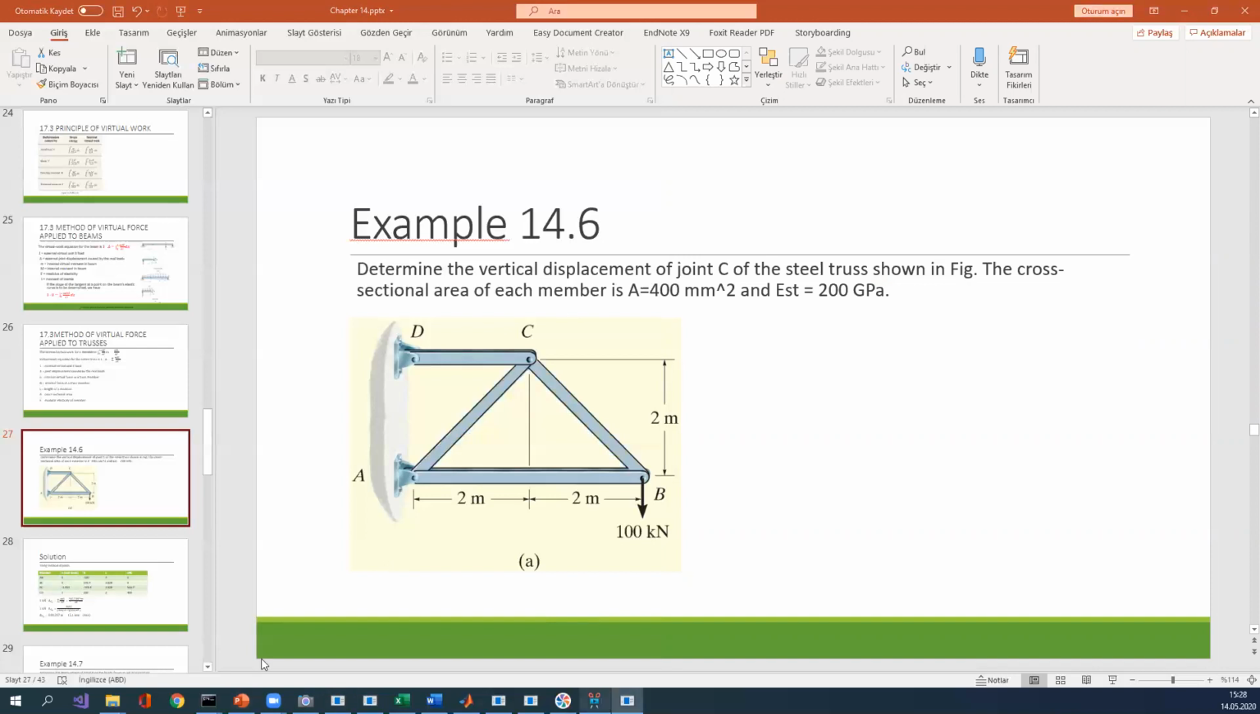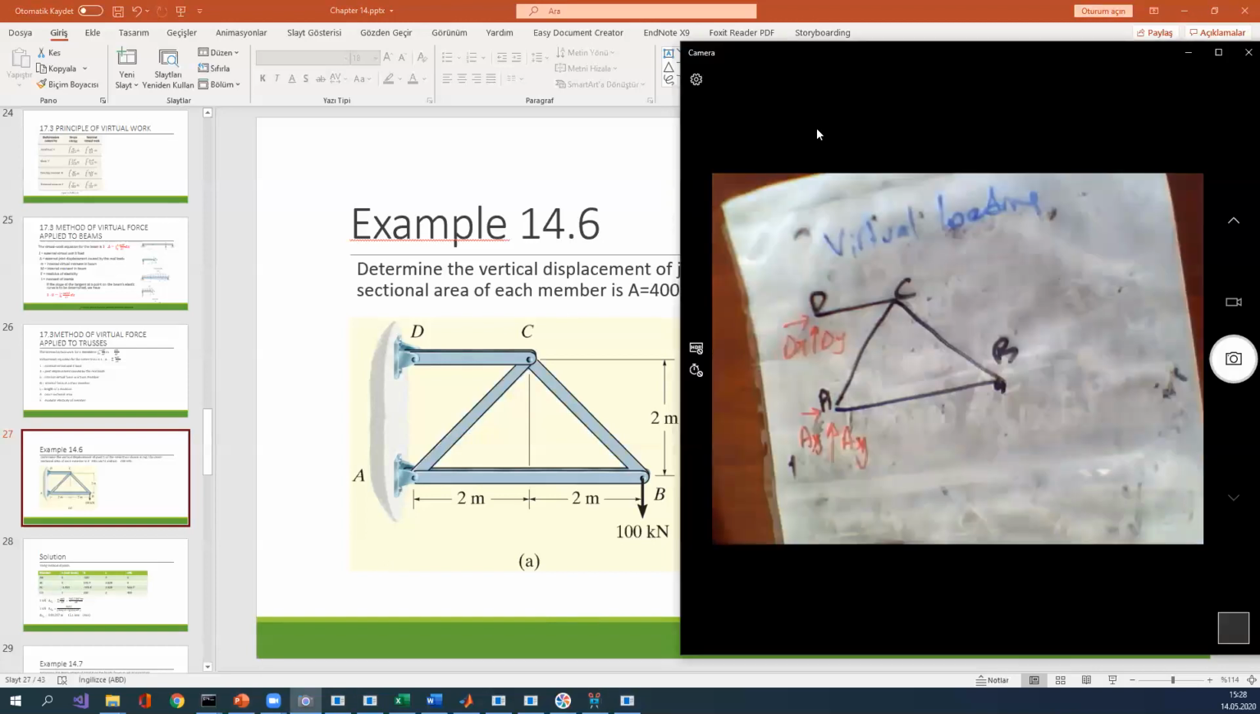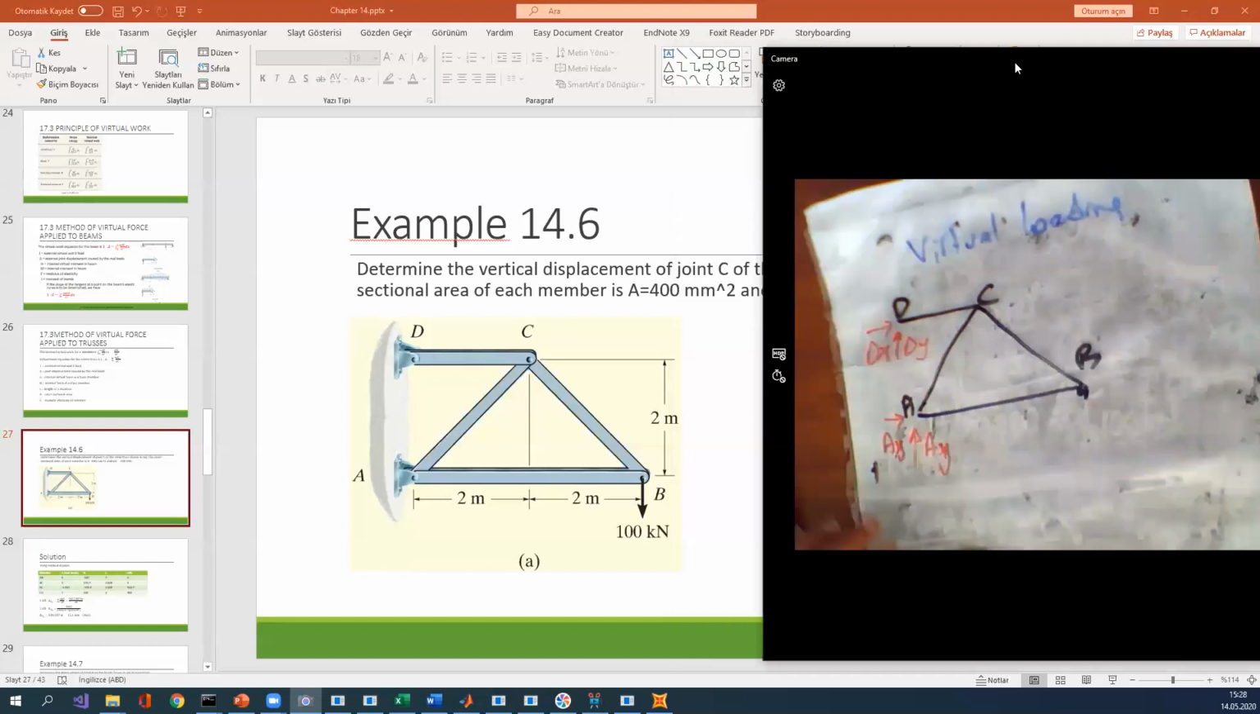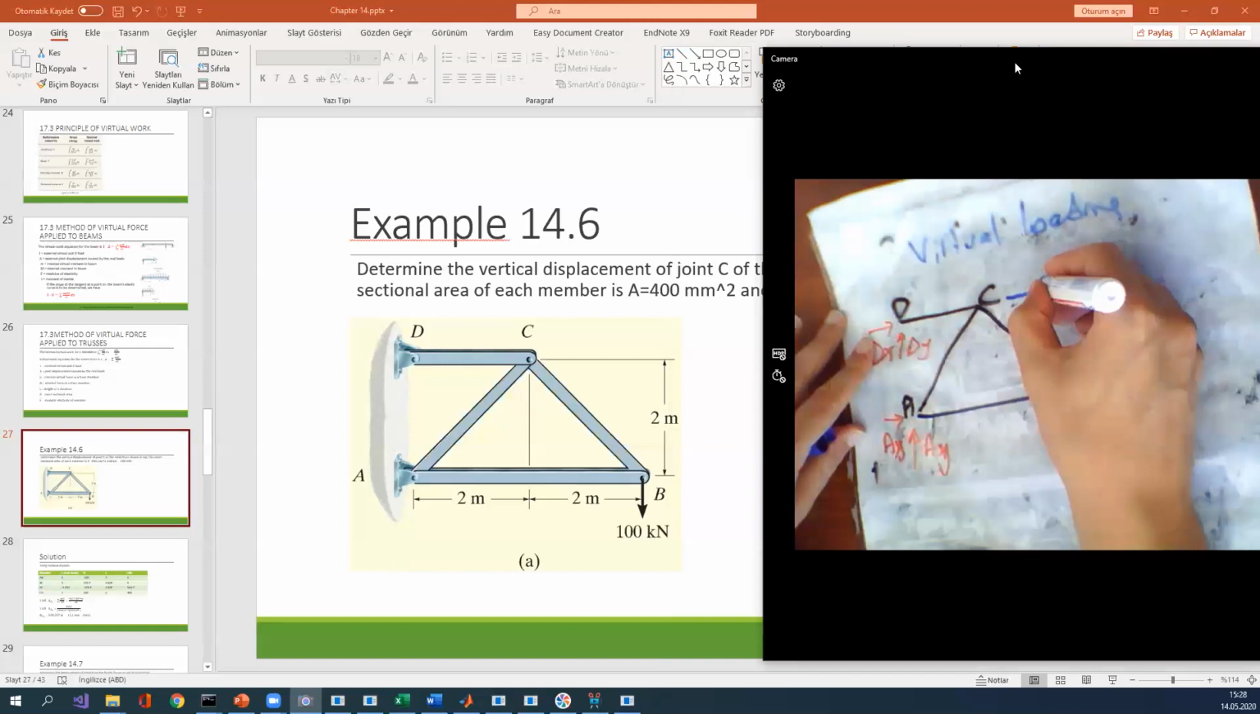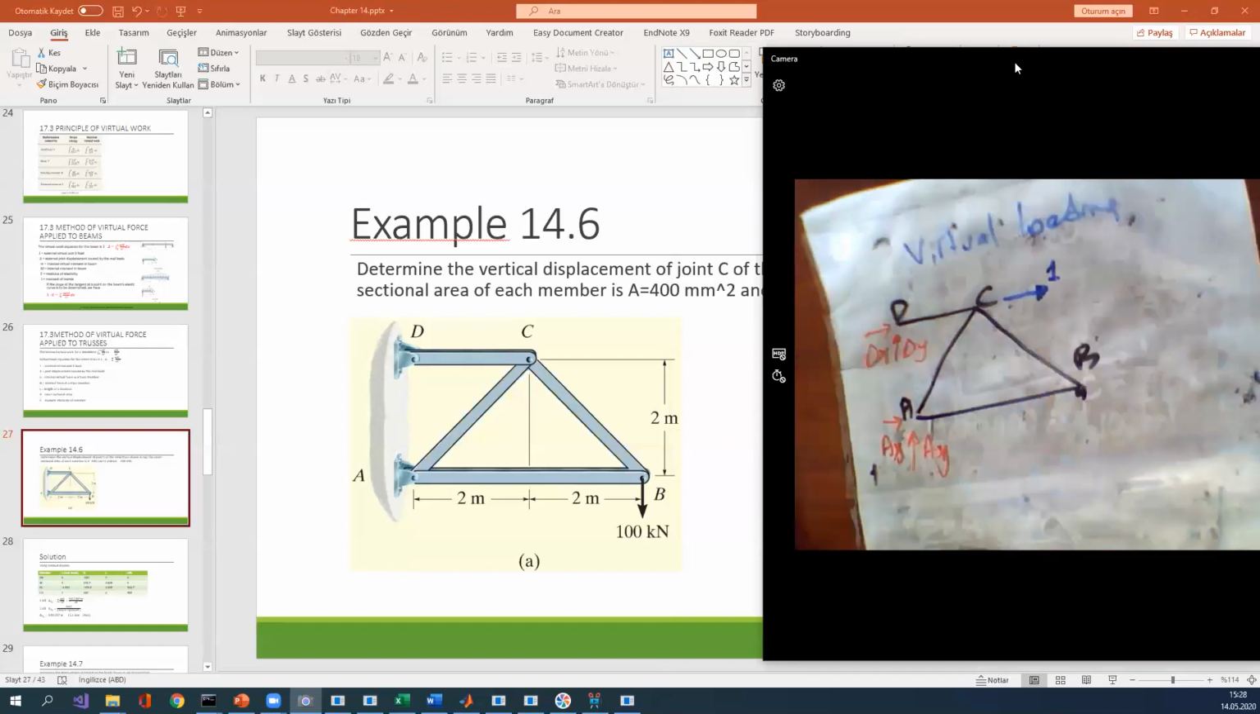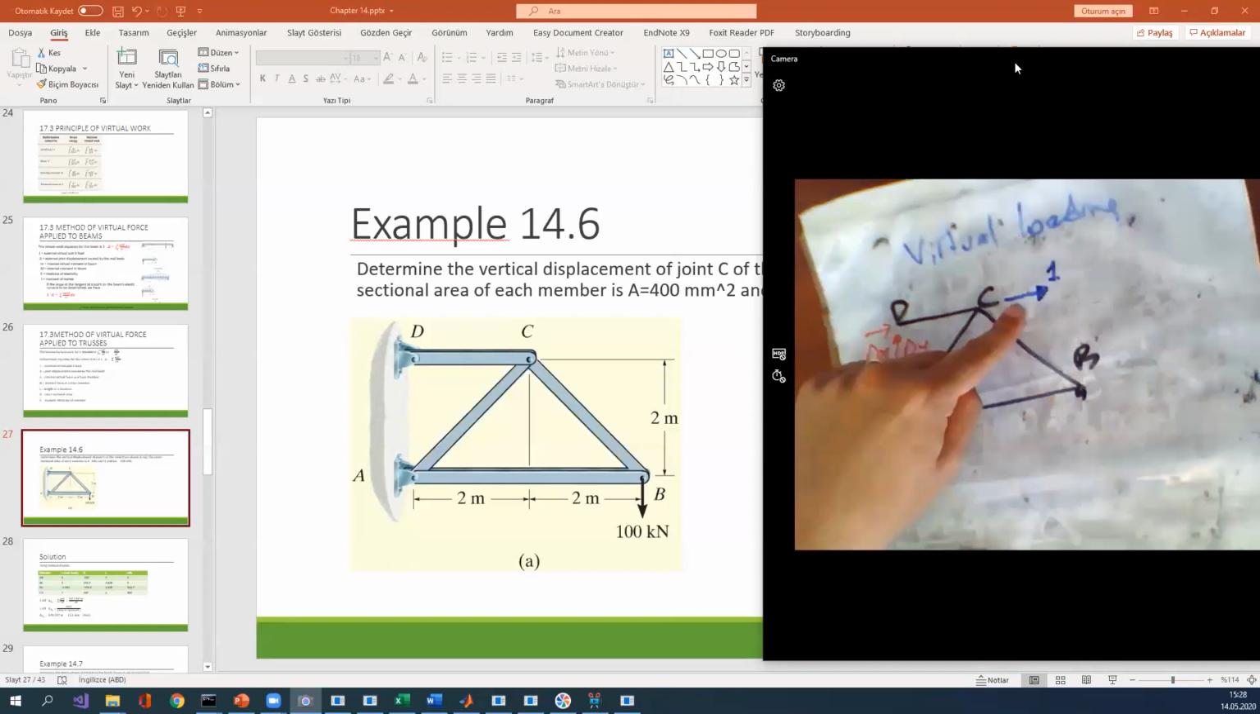Sorry, where is my camera? In here. So vertical displacement on point C. Therefore, I need to put a vertical force, but the value is a unit force. Okay. Therefore, the value is 1, direction is vertical.